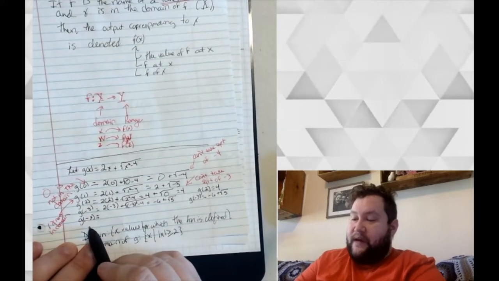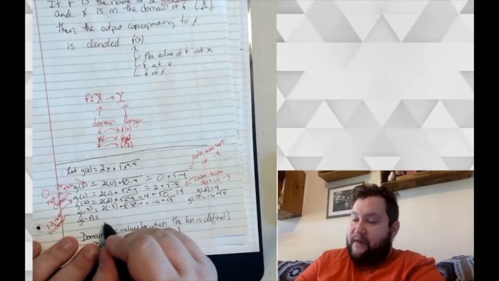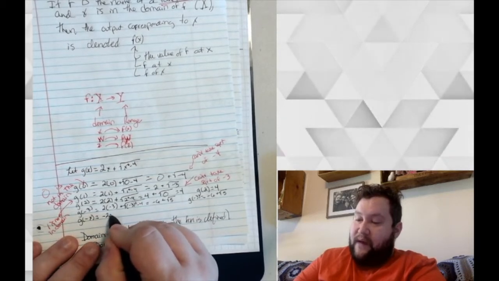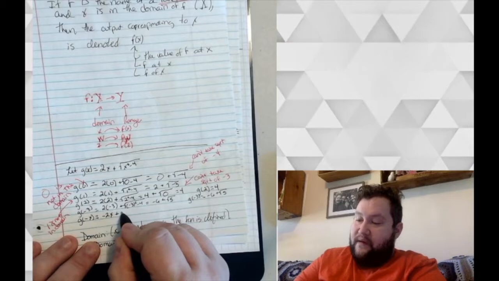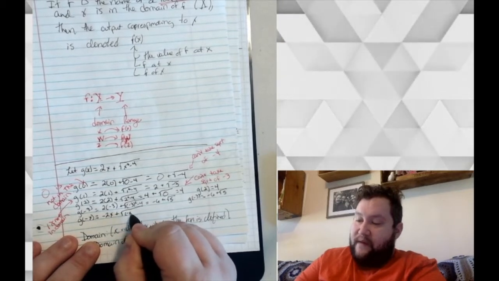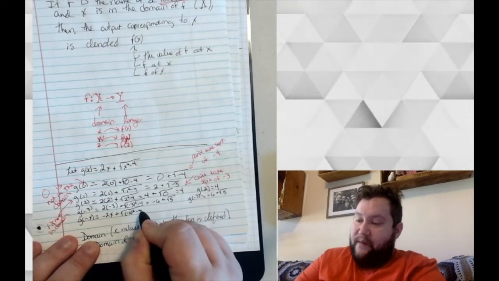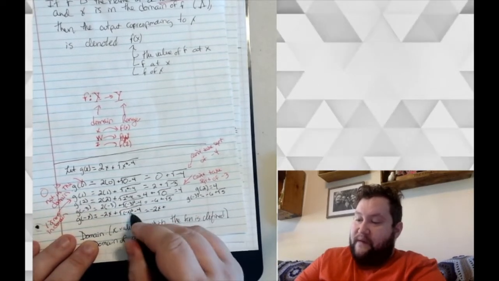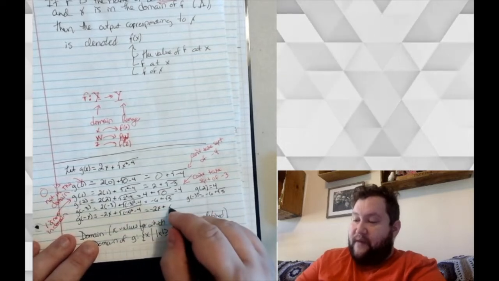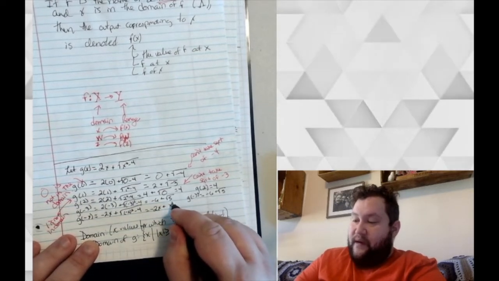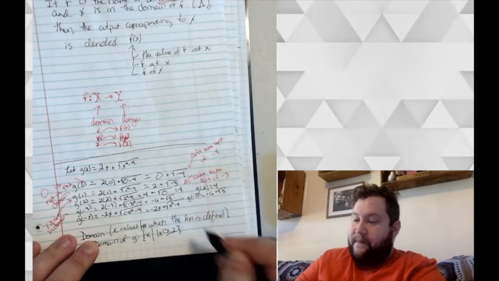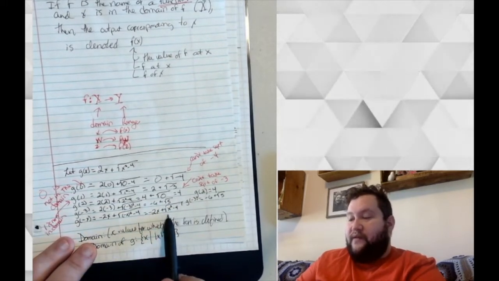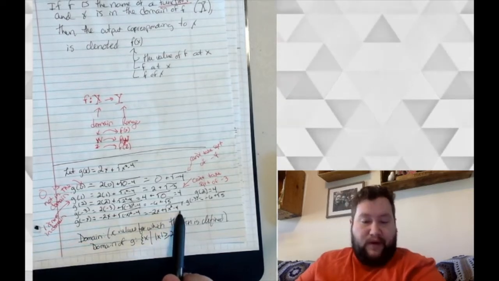So if we put a negative x in there, what we end up with is 2 times negative x, so negative 2x, plus the square root of negative x squared minus 4. Negative 2x plus the negative x times negative x is going to be positive x squared minus 4 of something like that. Negative 2x plus the square root of x squared minus 4.